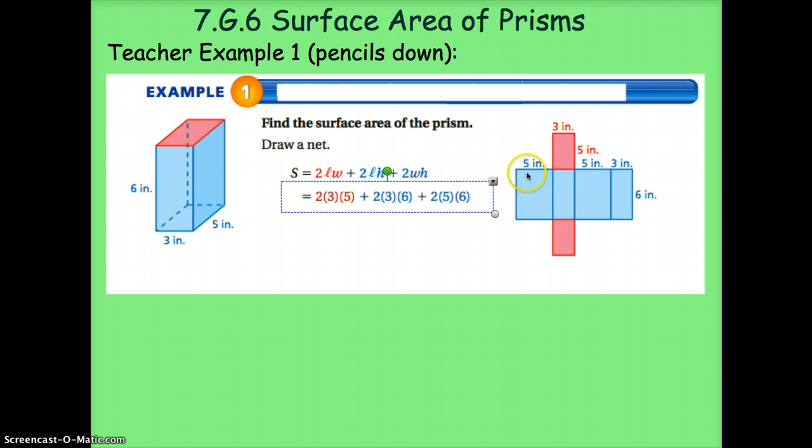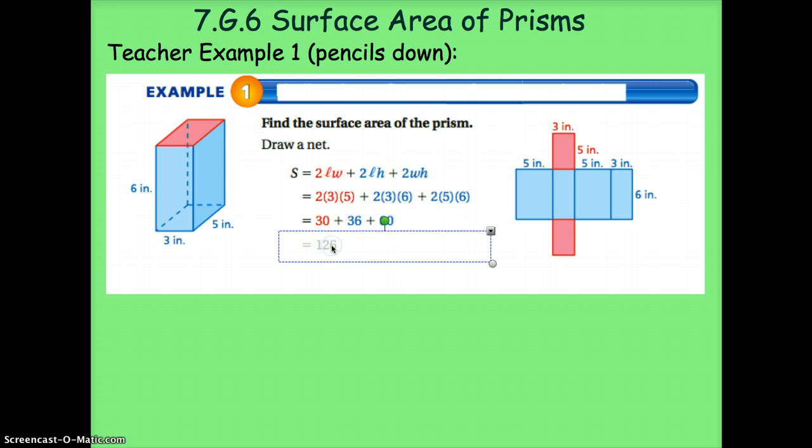We know this piece is 5, that's easy, therefore this piece is also 5. The 6 comes from this side here, which is parallel and congruent to this side here, so that's 5 by 6. Okay, now we can simply multiply. 2 times 3 we know is 6 times 5. 2 times 3 again is 6 times 5. 2 times 5 is 10 times 6. Oh, excuse me, and this was a 6. Okay, so I do my multiplication and end up with 30, 36, and 60. Now I can add my numbers together and I have a total of 126.